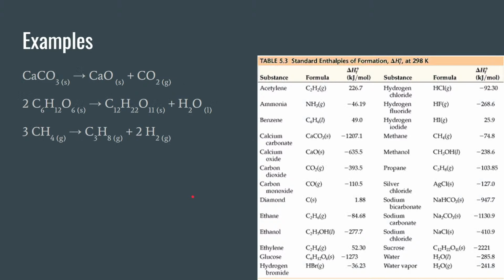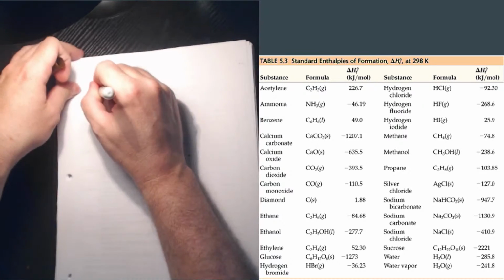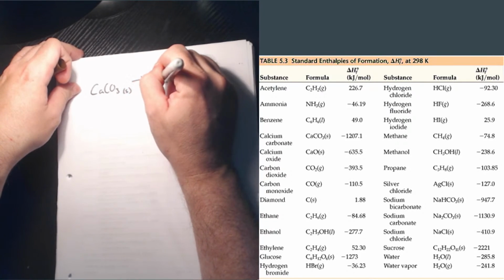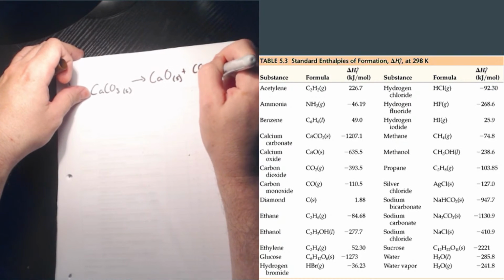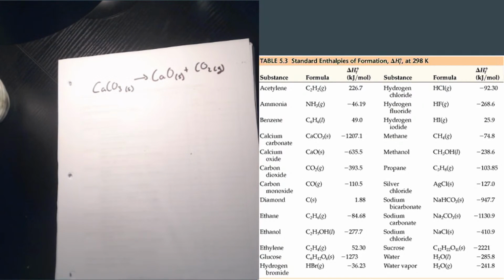So, for example, calcium carbonate breaking apart into calcium oxide and carbon dioxide. Okay, so here's a reaction. Calcium carbonate, solid, breaks apart into calcium oxide, solid, plus CO2, gas. So we look at this table of enthalpies of formation. Here we have calcium carbonate.